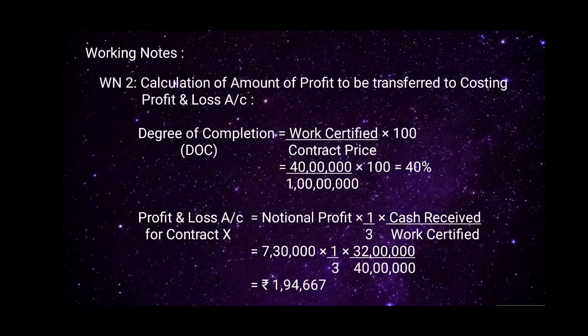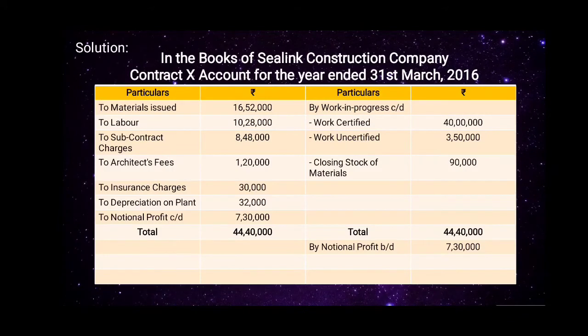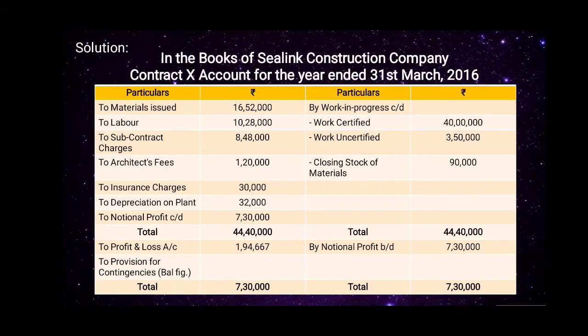1,94,667. So we'll record it on the debit side. To profit and loss account, amount is 1,94,667. Now let us take the total of both the sides, which is 7,30,000, and the balancing amount which is appearing on the debit side will be termed as provision for contingency. So it is 5,35,333.